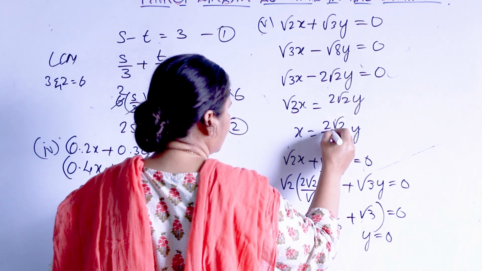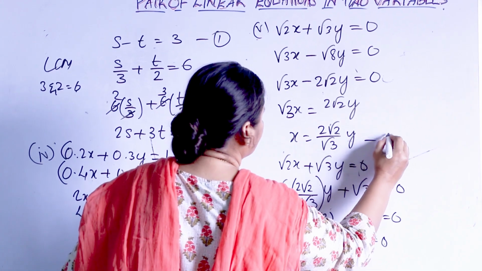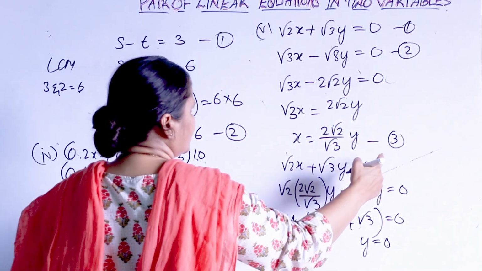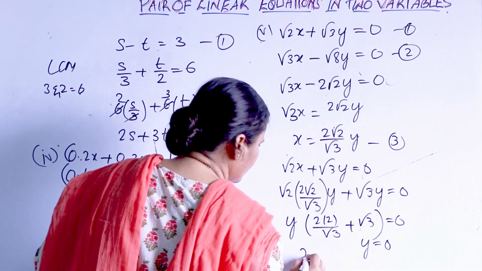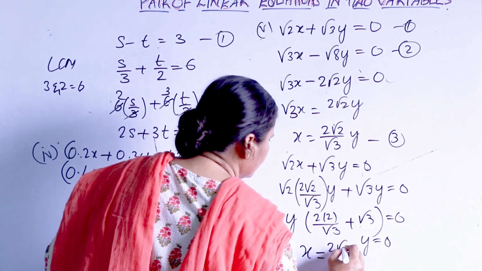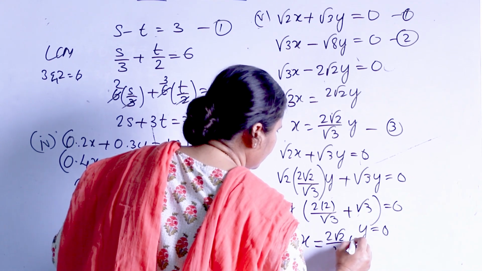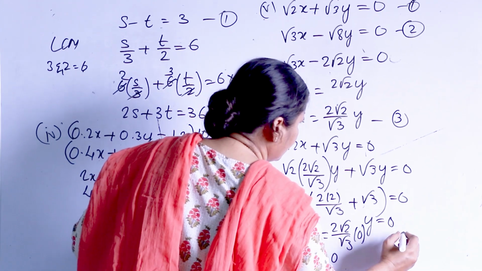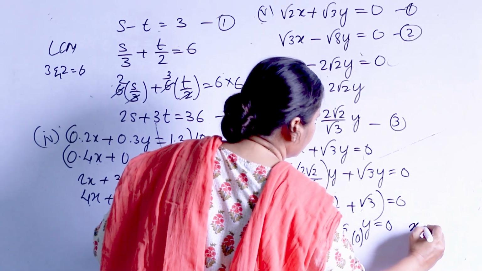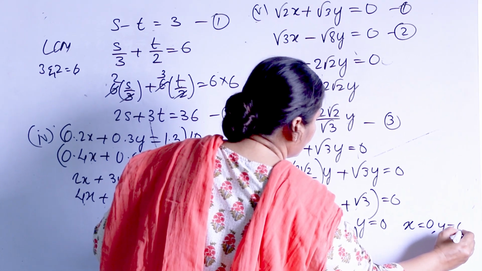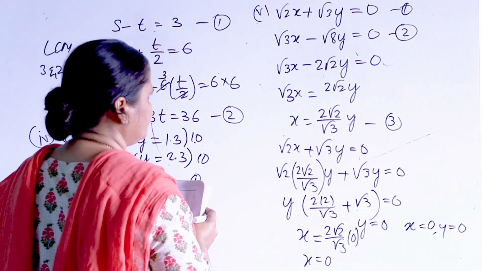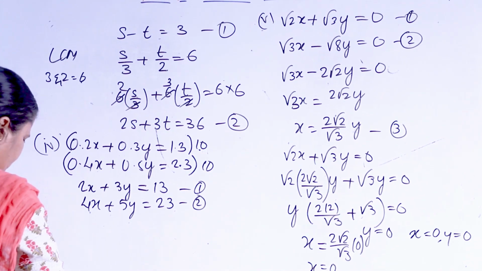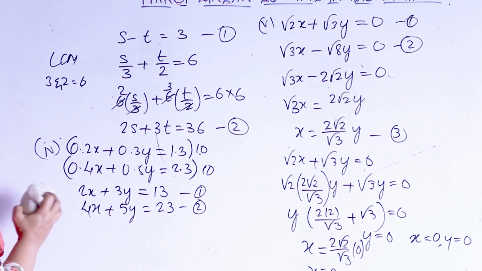Put this y is equal to 0 in this equation. Let's call this equation 1, equation 2. Let's call this equation 3. So, x is equal to 2 root 2 by root 3 times 0. X is equal to 0. So, our values are finally x is equal to 0, y is equal to 0. Right? And the sixth problem. I will move on to sixth problem.